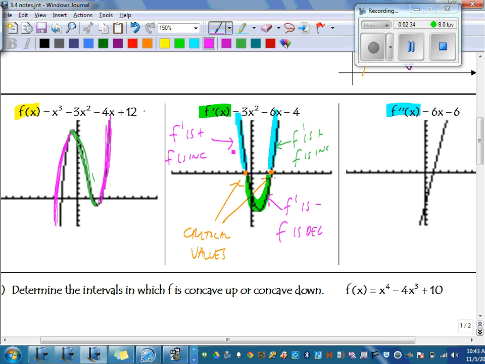When we change from a positive derivative to a negative derivative, we get a relative maximum. When we change from a negative derivative to a positive derivative, we get a relative minimum.